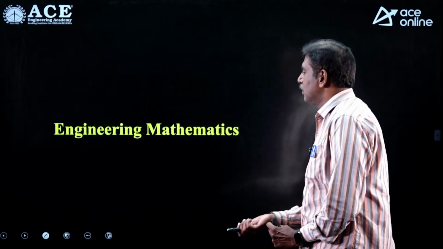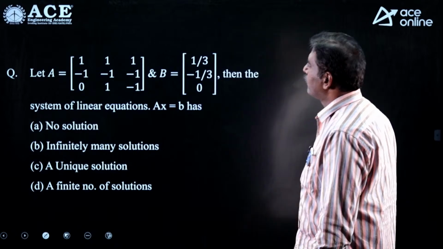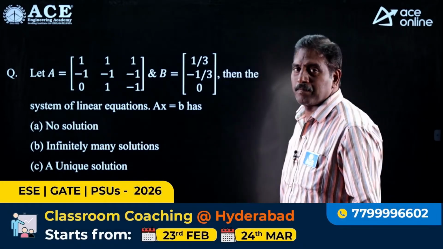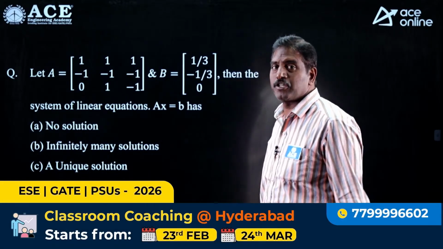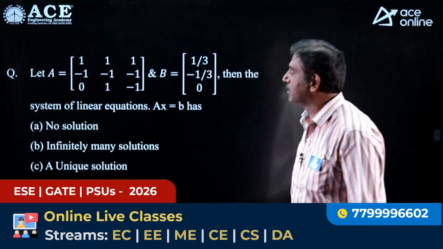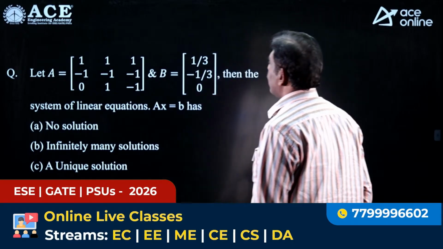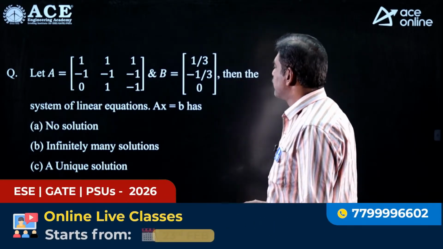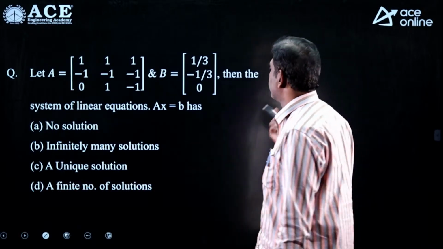Okay, hello students, coming to mathematics questions. We have received 4 questions here, generally memory based. According to the students' memory, these are the questions in mathematics. The system of linear equations AX is equal to B has 4 options given.